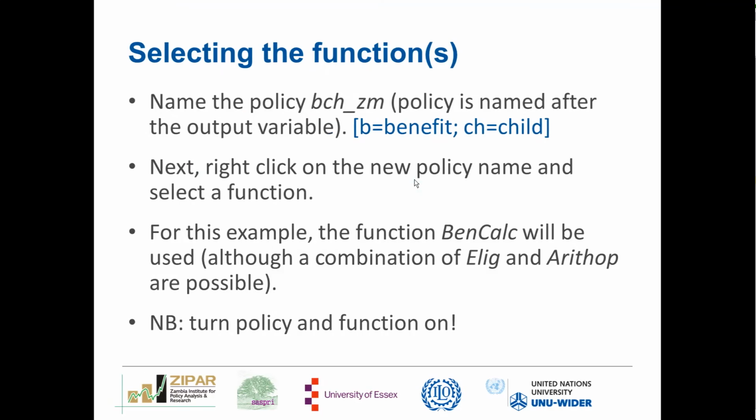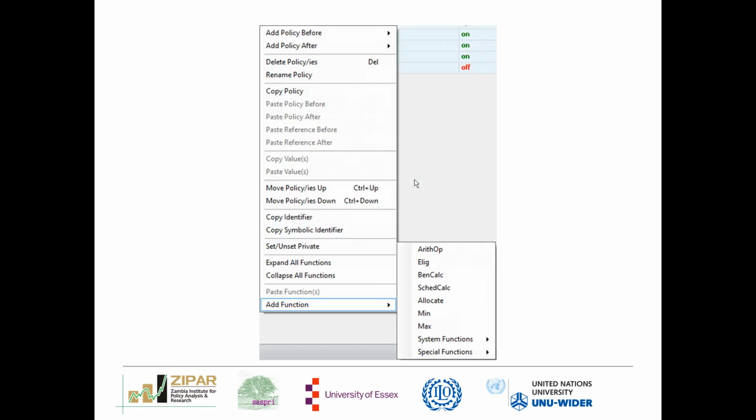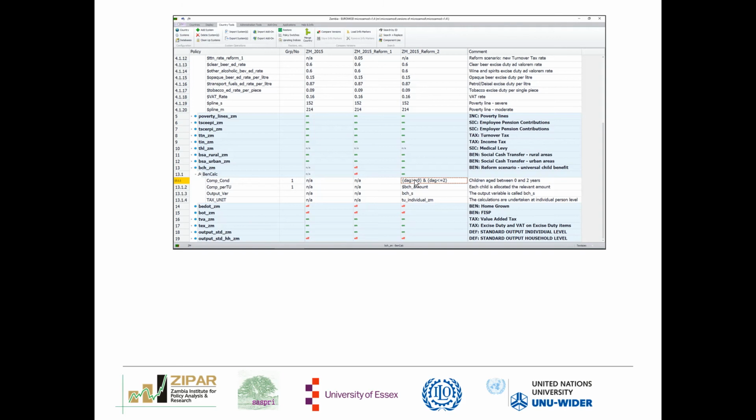So we can go back to the PowerPoint now. We've added our function, benCalc. Now we're going to complete the eligibility criteria for the policy, as well as specifying the amount of the policy, and specifying the output variable and the tax unit. I'll do that on the model, and then we can look through the PowerPoints and see how this has been done.